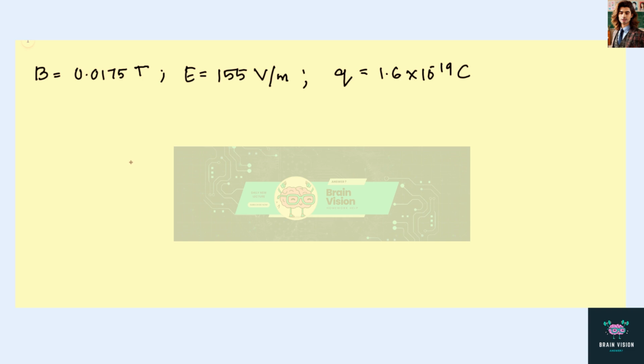The velocity selector eliminates all ions not having the desired velocity. Then the magnetic field bends the ions in a circular arc. Now, in a velocity selector, the magnitude of the electric force is equal to the magnitude of the magnetic force, and the directions are opposite for both the forces.